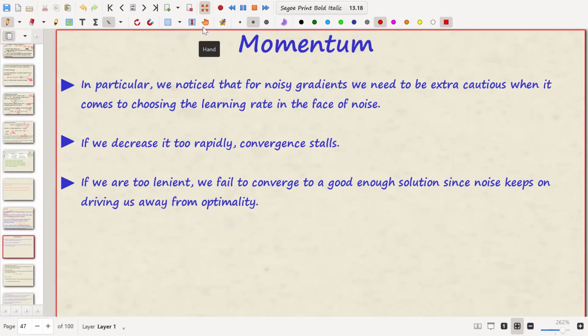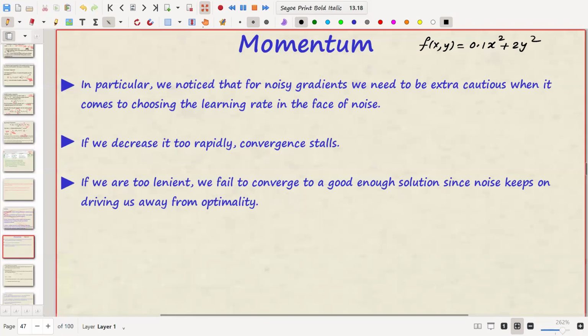Okay, so I gave you one function, f of x comma y = 0.1x² + 2y², to minimize. Many of you used the Sylvester criterion, because it's a function of two variables, and checked that (0, 0) is the minimum of this objective function f of x comma y. Now we will see, I think I have written a code, that when you use gradient descent to solve this objective function, it fails.